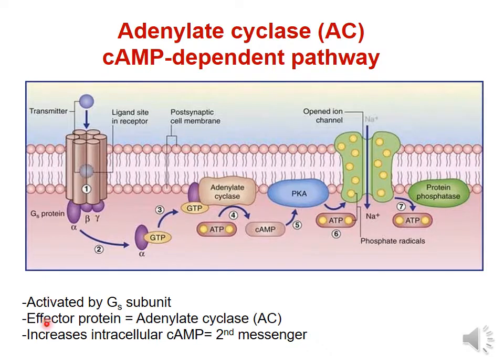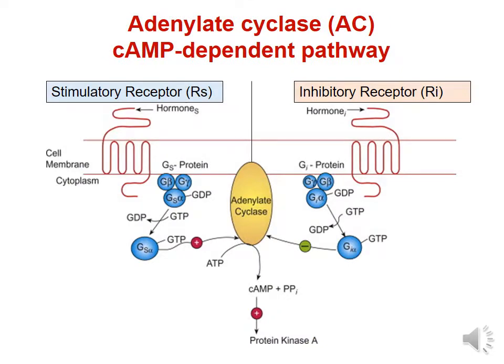Here there is a summary of the most important things. So the adenylate cyclase system is activated by the G alpha S subunit. The effector protein is the adenylate cyclase, and the second messenger is the cyclic AMP. So what we've just seen is an example of how stimulatory receptors act through G alpha S subunits to activate the cAMP dependent pathway. However, as I mentioned earlier, different alpha subunits such as the GI have inhibitory properties.